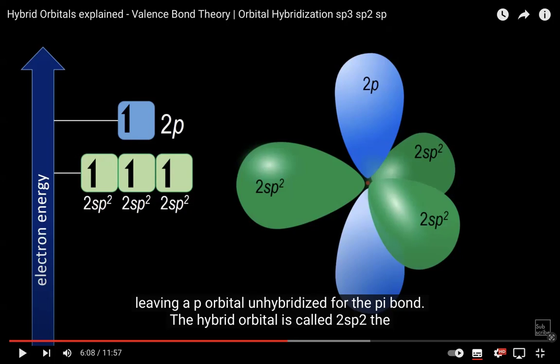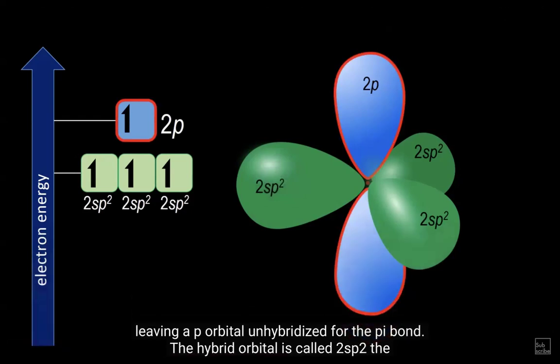So now you will watch this in the video. So I hope that it will make things more clear, inshallah. P orbital unhybridized for the pi bond.